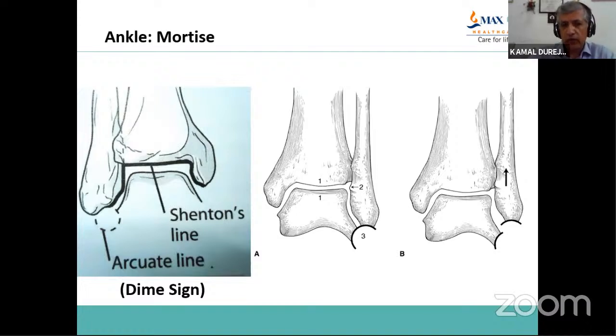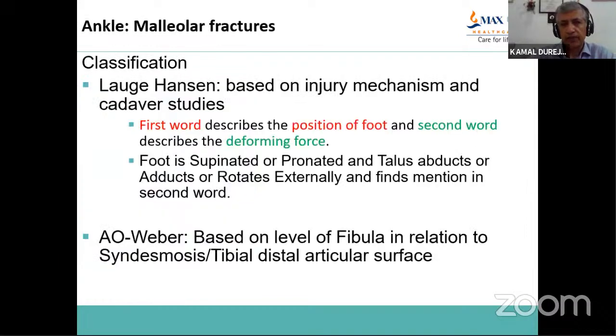A break in Shenton's line will suggest a syndesmosis disruption. A break in the arcuate line will suggest fibular shortening. So that's how these special X-rays and assessments give you an indication of what you are handling, and then you plan your treatment accordingly.